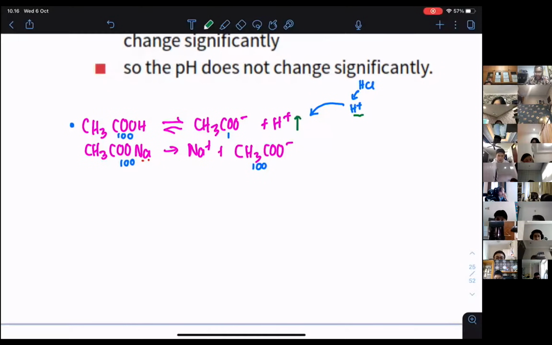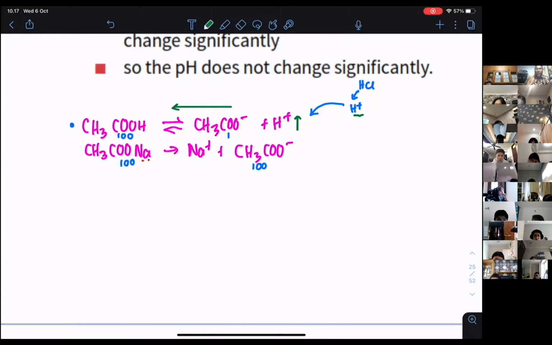Left. Why left? Because you want to re-establish the equilibrium so that you can decrease the H plus. So the H plus is increased and I decrease it. What will happen to my pH? My pH will go back to original. It means I can maintain my pH. That is the reason.